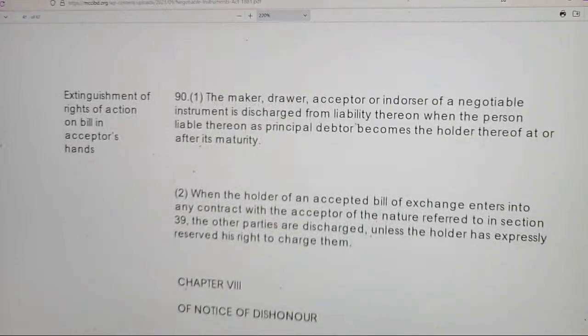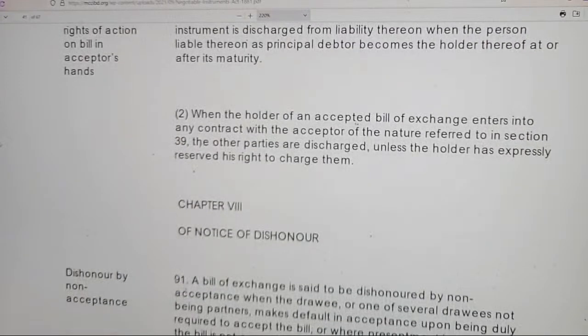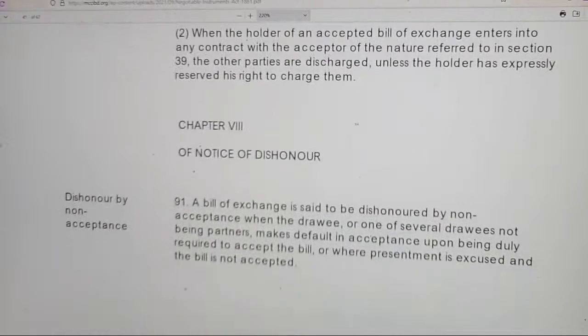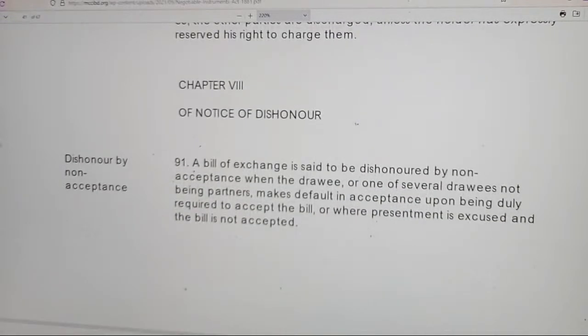Extinguishment of right of action on a bill in acceptor's hands. 90. The maker, drawer, acceptor, or endorser of a negotiable instrument is discharged from liability thereon when the person liable thereon as principal debtor becomes the holder thereof at or after its maturity. 2. When a holder of an accepted bill of exchange enters into any contract with the acceptor of the nature referred to in section 39, the other parties are discharged unless the holder has expressly reserved his rights to charge them.